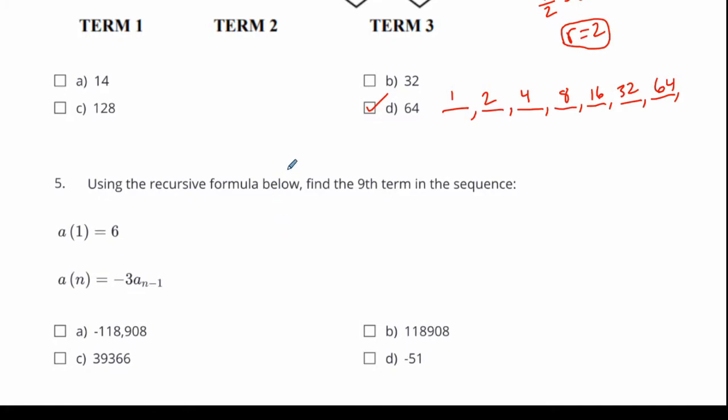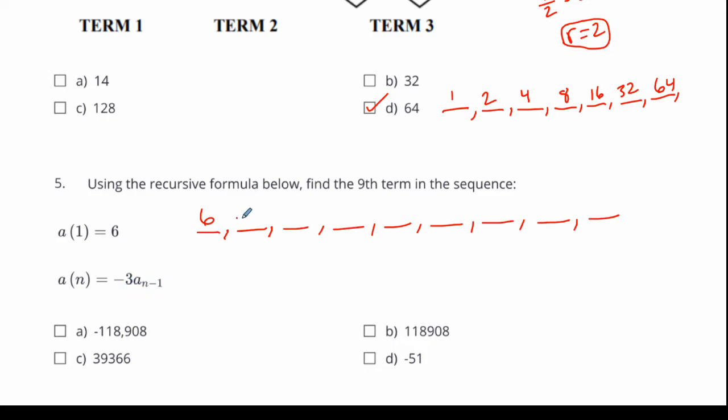Number 5, using the recursive formula below, find the ninth term in the sequence. So we can just, honestly, 9 isn't that too high to count, right? 1, 2, 3, 4, 5, 6, 7, 8, 9. So we're starting with 6. Okay. Looks like we're multiplying by -3.